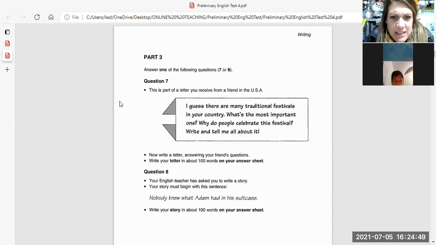This is part of a letter you received from a friend in America, in the USA. I guess there are many traditional festivals in your country. What's the most important one? Why do people celebrate this festival? Write and tell me about it. Okay, so write your letter in about 100 words, answering your friend's questions. Number 8, your English teacher has asked you to write a story. Your story must begin with the sentence, nobody knew what Adam had in his suitcase.